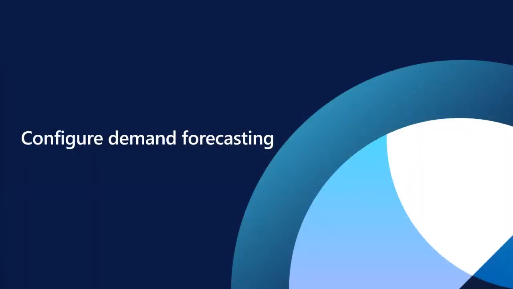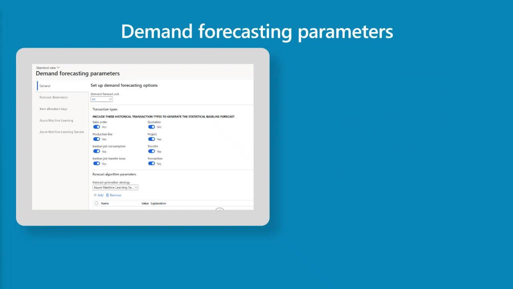Now that we've covered the different statistical parameters that we can configure, let's look at the remaining configurations to do in Dynamics in order to use demand forecasting in the system. First, we have our demand forecasting parameters. On the General tab, we defined our demand forecasting unit. It's important to know that you must have unit conversions set up for all items that relate to the demand forecasting unit if you want to be able to generate a forecast.